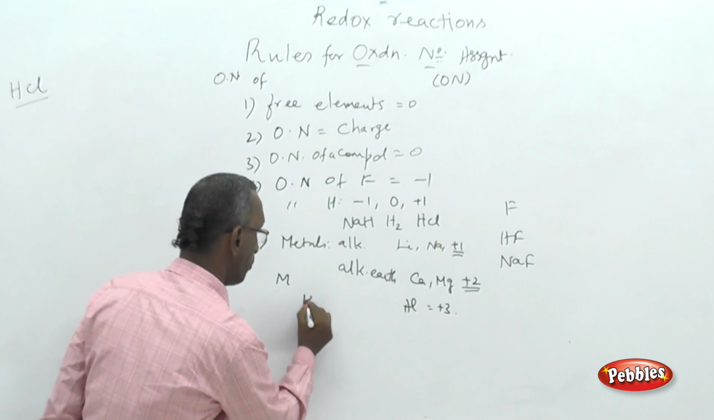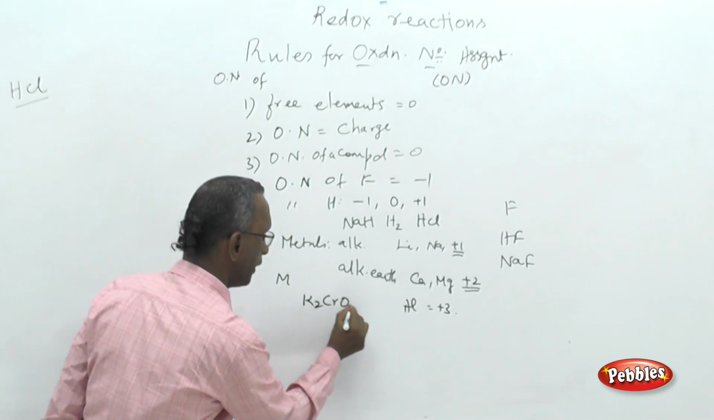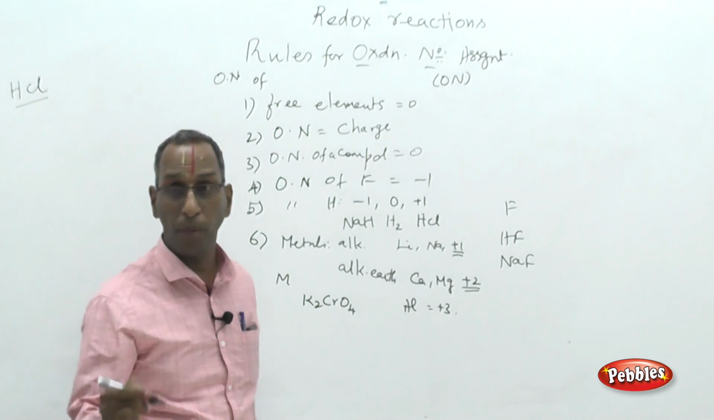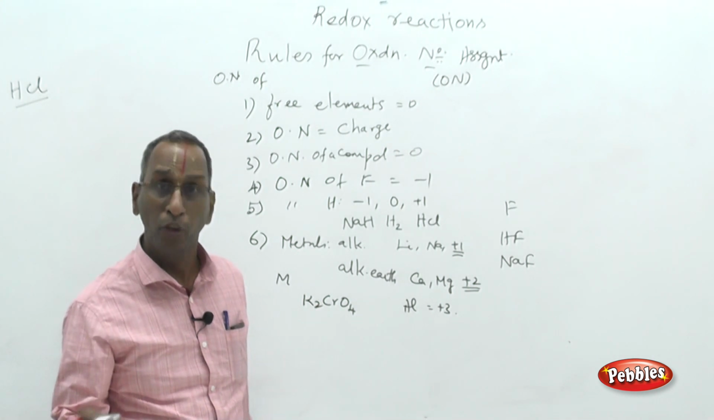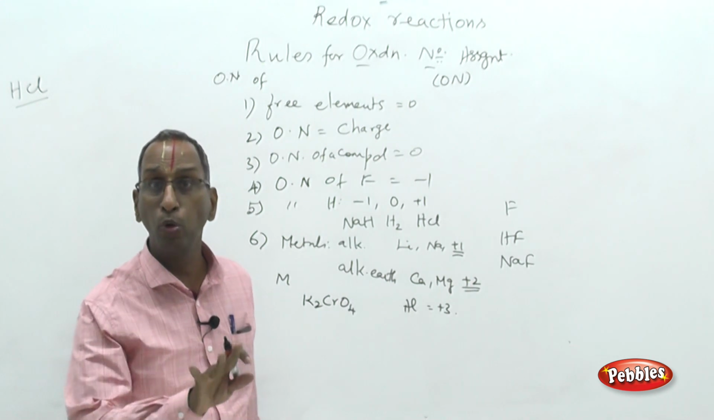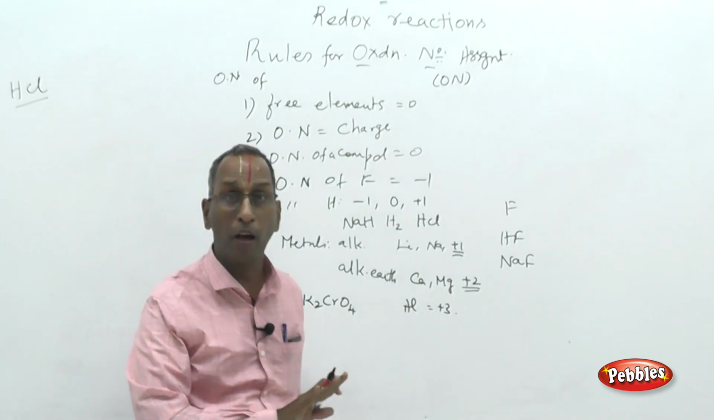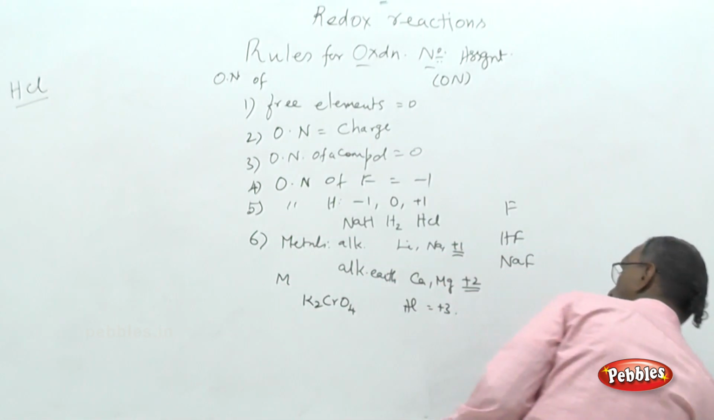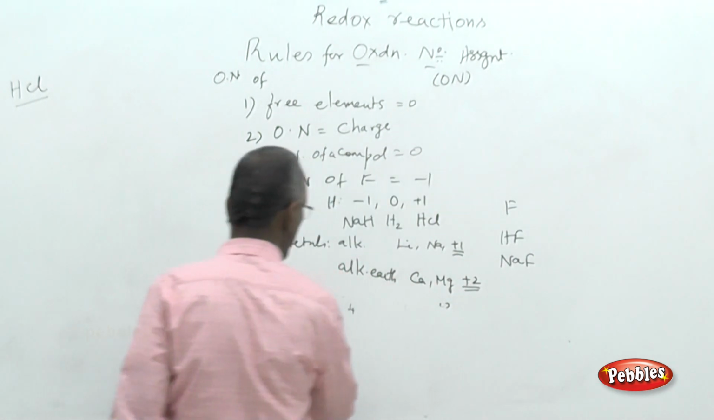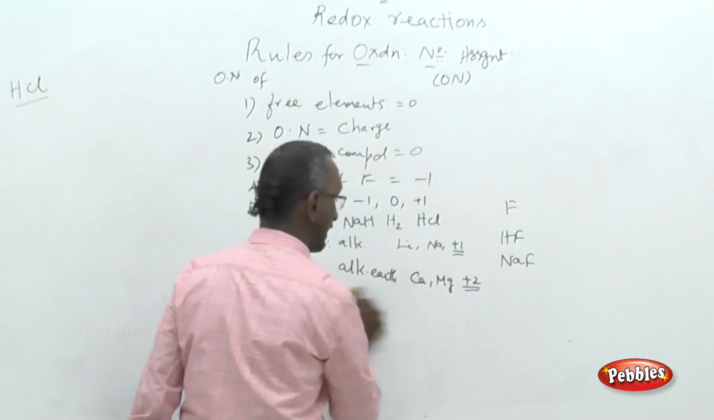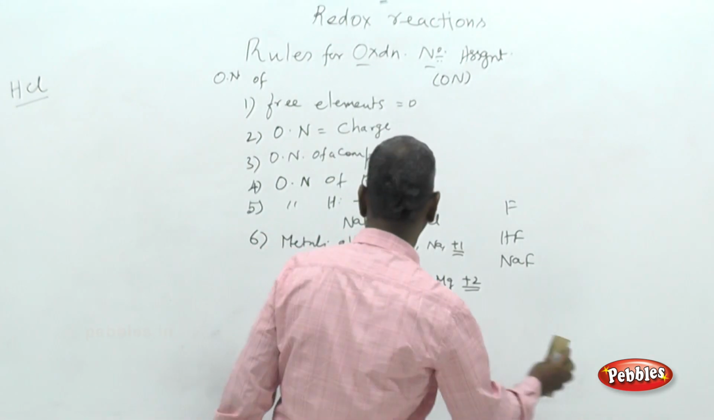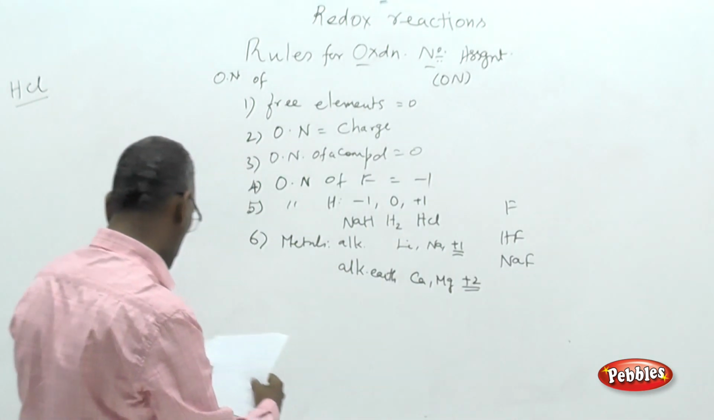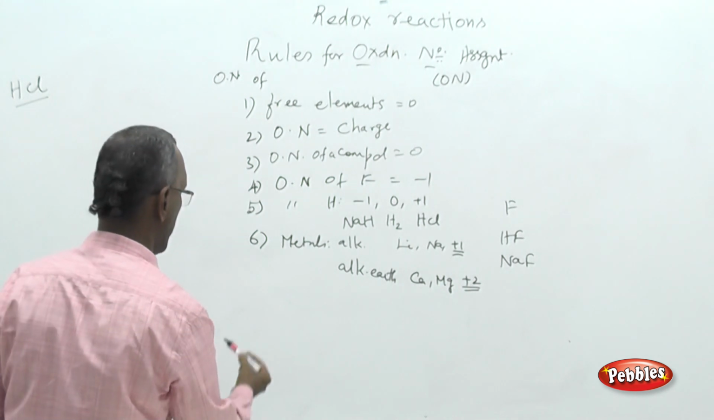In the case of potassium chromate or dichromate, we have seen that chromium oxidation state is +6. It does not mean that chromium will lose 6 electrons. Chromium cannot lose 6 electrons, or manganese cannot lose 7 electrons, as this is only the number of electrons transferred as a whole from one compound to another compound. So that is with respect to oxidation number of metals.